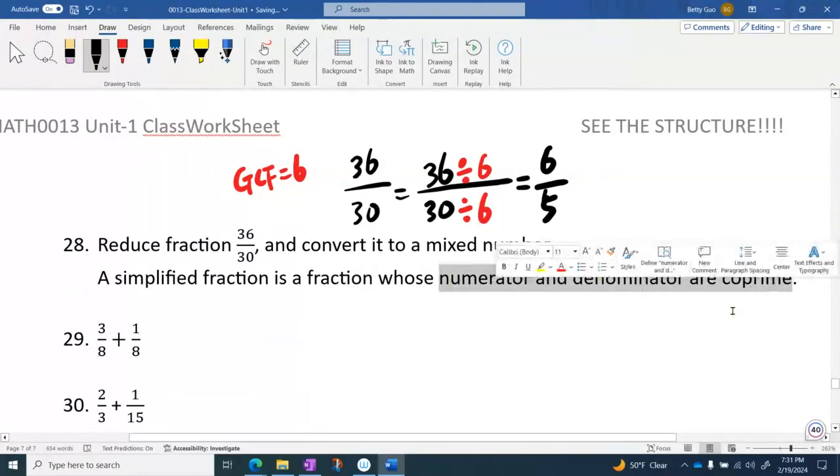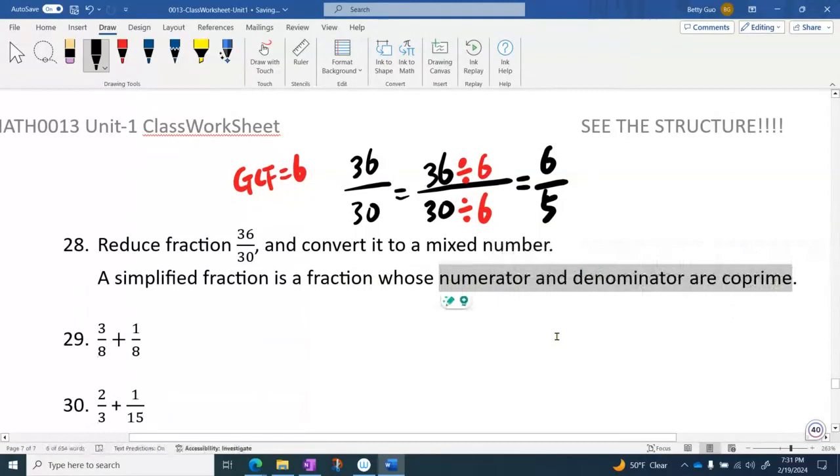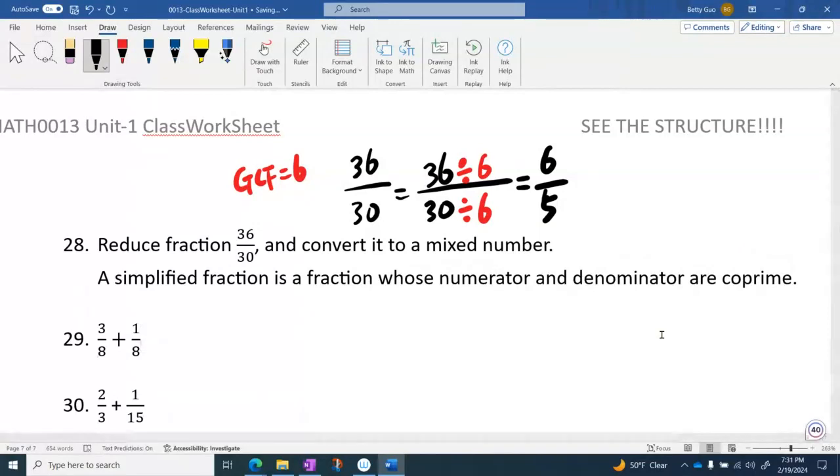Some students might ask, do I have to find the GCF in order to simplify a fraction? You don't have to. You're welcome to reduce a fraction through multiple steps. If you know the GCF, yes, you can get it done in one step. But if you don't know the GCF, you can get it done through multiple steps.